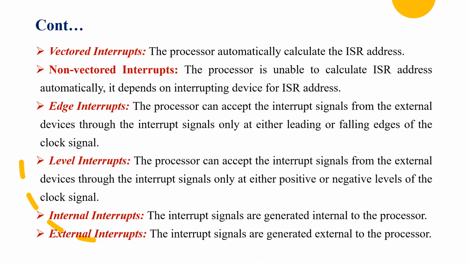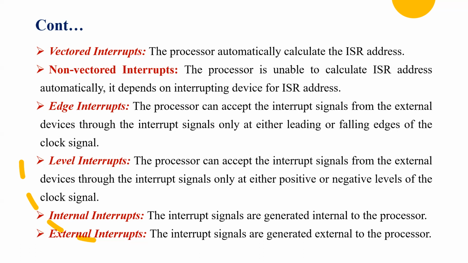Next one is the level triggered interrupts. That means the processor can accept these interrupt signals from the external devices only at either the positive level or negative level of the clock. Like this, we have another classification. And one more classification is whether our interrupts are internal or external.